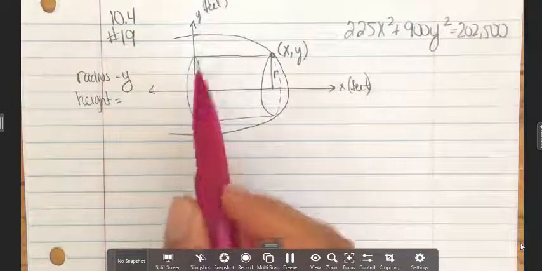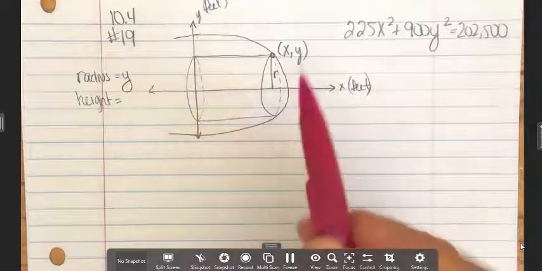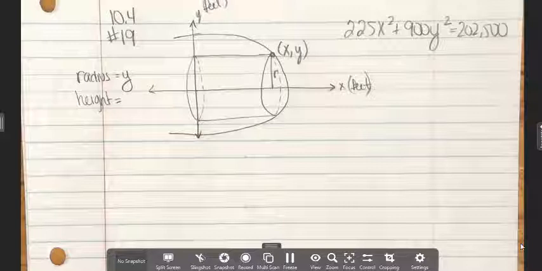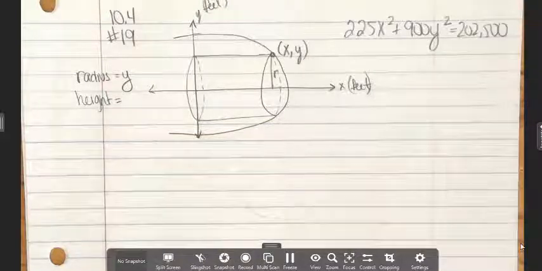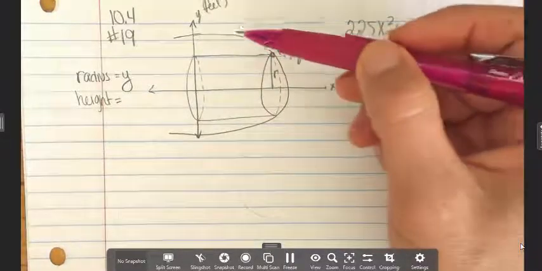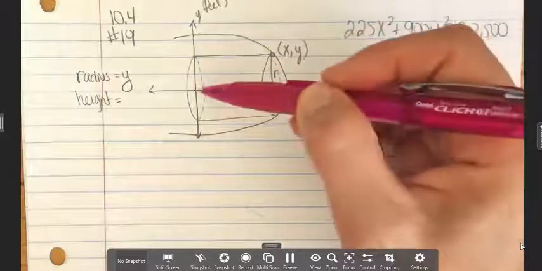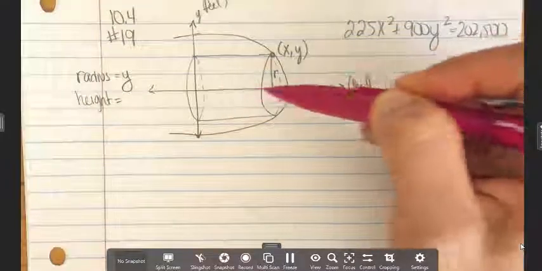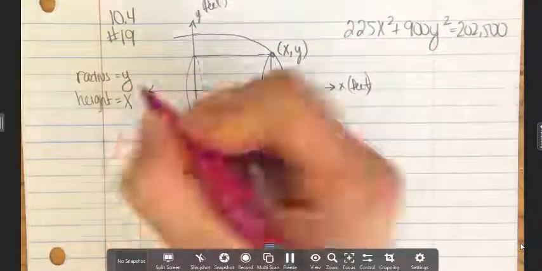We used quadrant 1, and I think that's what it said. Let me reread that. Yeah, it was rotated about the x-axis, the right half of this ellipse. In the picture you can see we are just using the positive side of the x-axis. So our height here is just going to be x.